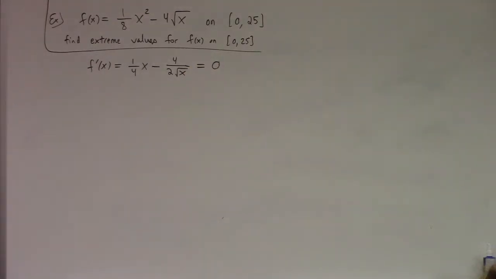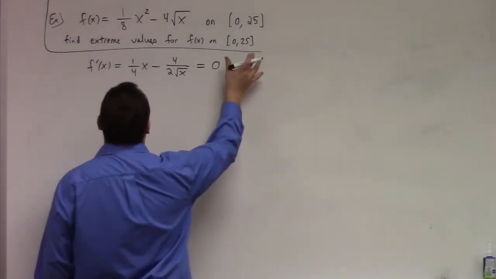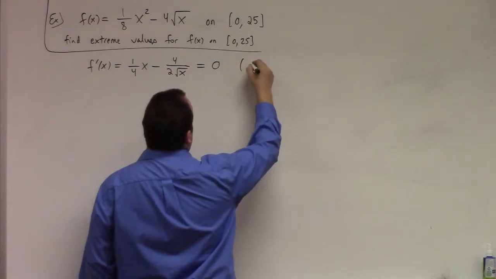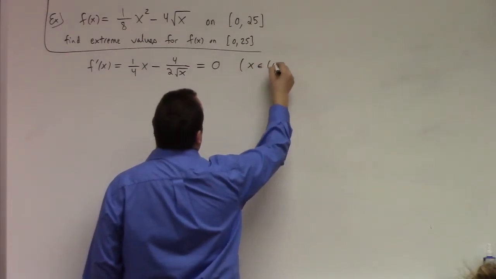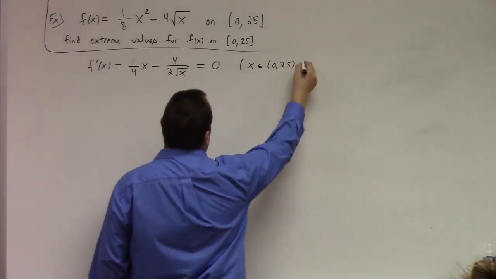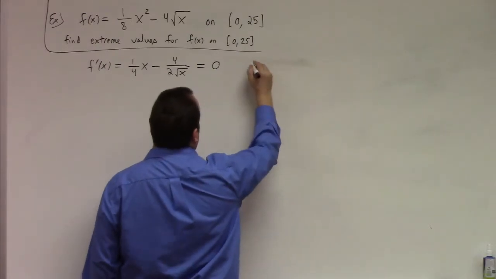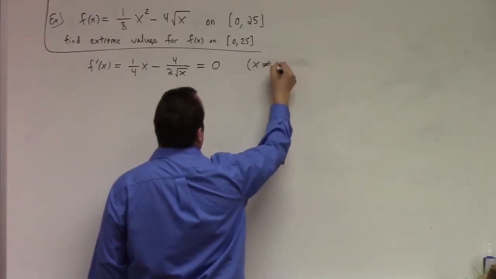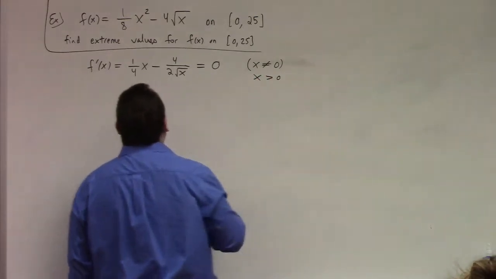See, this is interesting. The derivative is not defined at the left endpoint. At 0, this function has a vertical tangent. But that doesn't really matter. We're mostly interested in the interior, where x is in the open interval. Or just more to the point, this calculation is for x not equal to 0, or even more to the point, for x greater than 0.